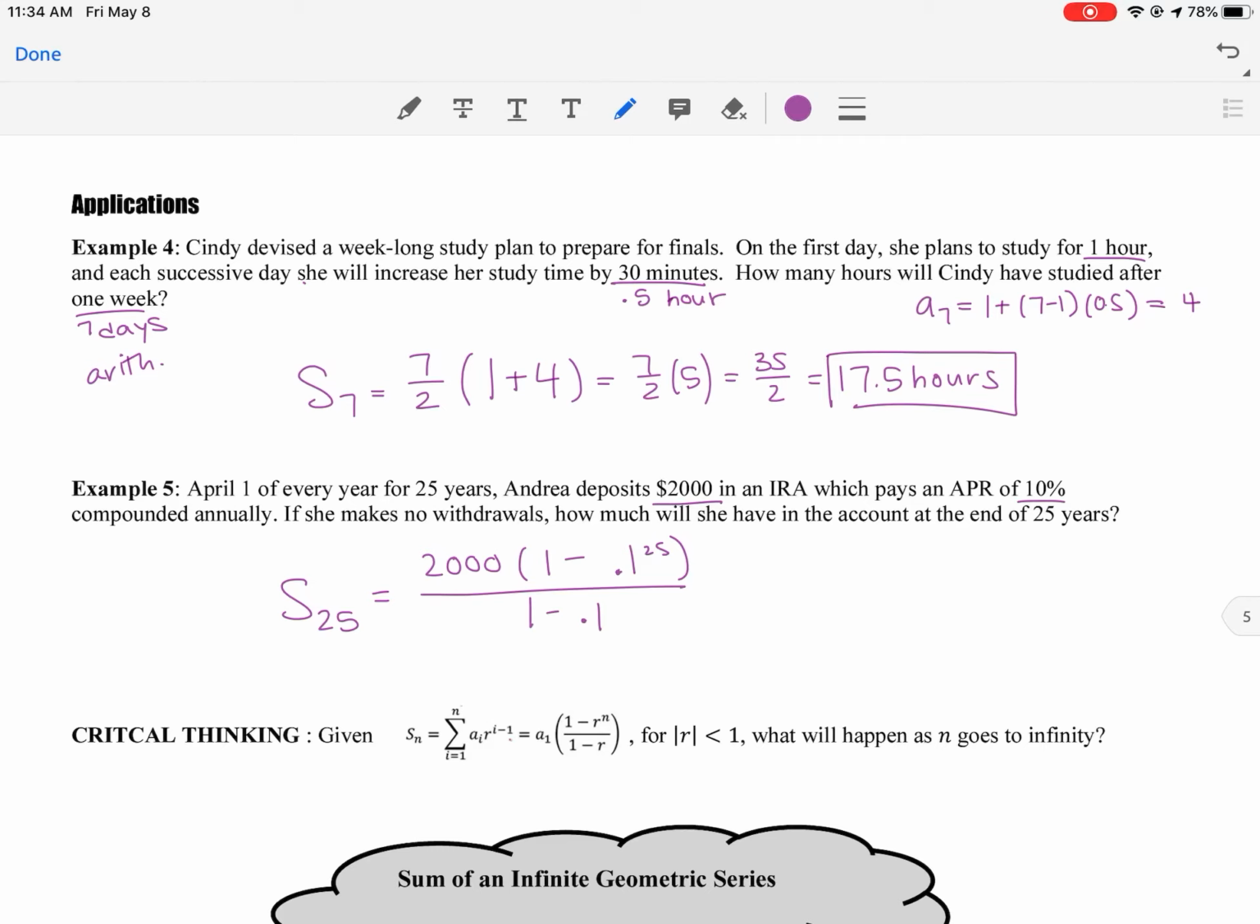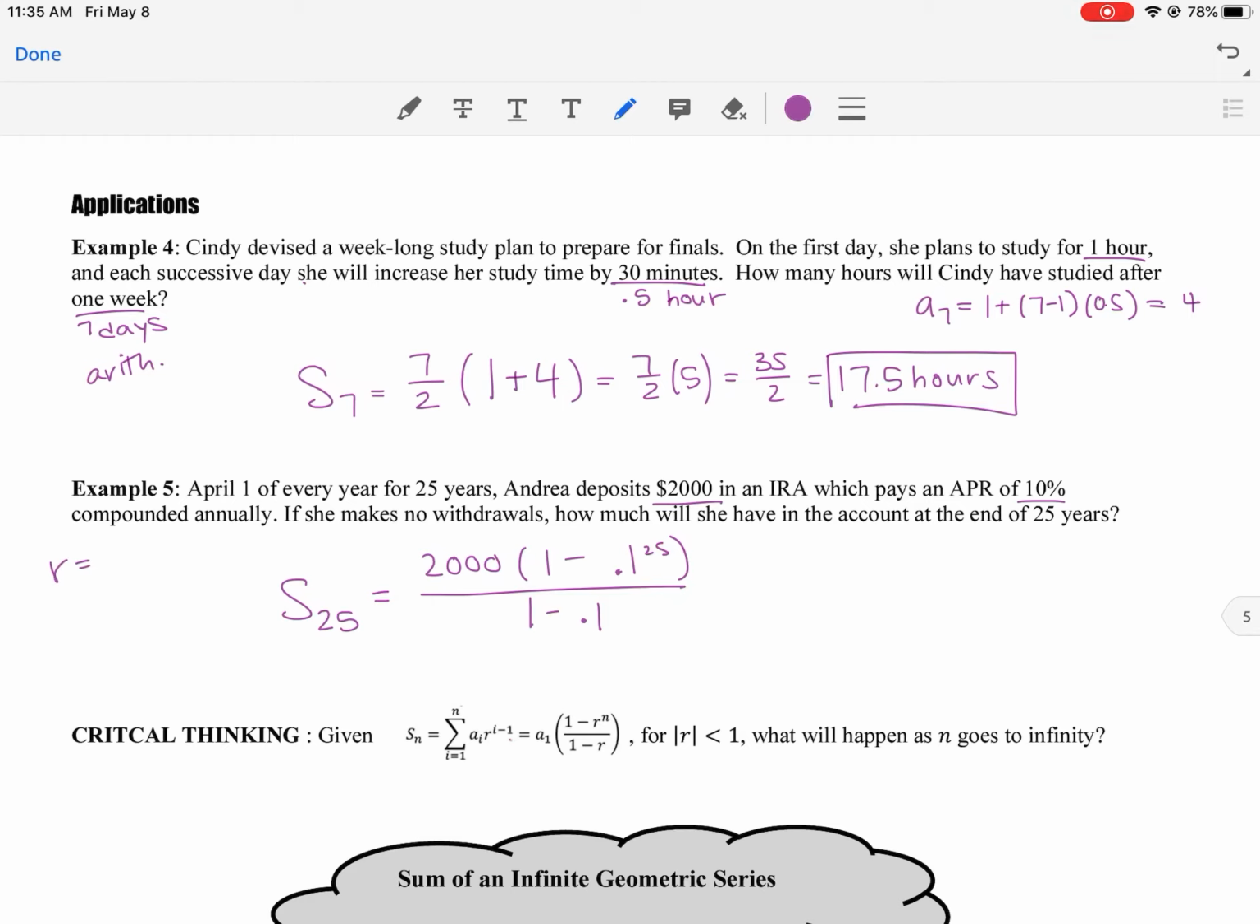So then, as you type that in, you end up with, oh, I forgot. So if she's actually adding another, so that gave you 222,000, but that would just give you the amount of interest. If she adds, so notice how she deposits. On April 1st, every year she deposits that much.